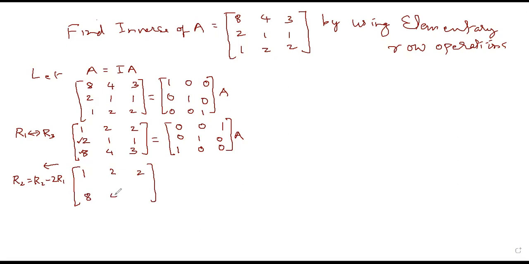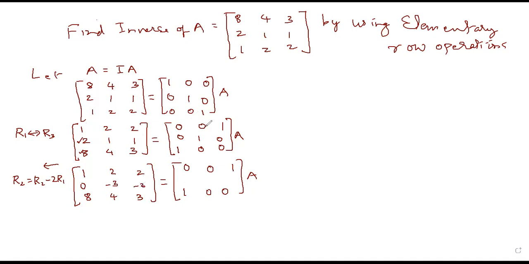The third row also we are not changing, and we are applying one operation at a time. We can do two operations, but starting out you should do one operation at a time. So the first row is not changing, the third row is not changing, only the middle row is changing. So minus 2 multiplied by 1 and added here, so we get 0. And minus 2 into 2, minus 4 plus 1, minus 3.